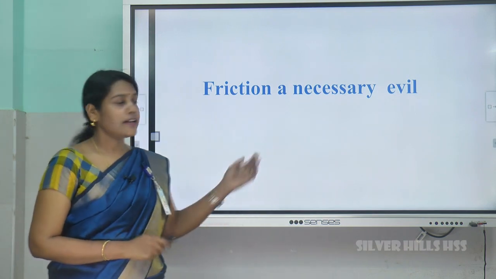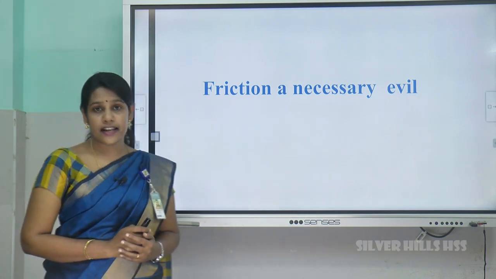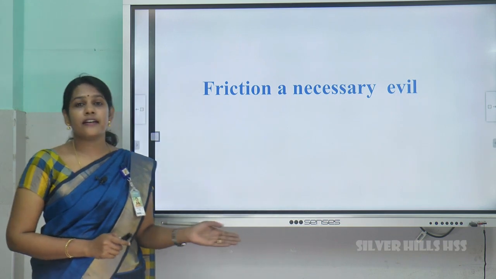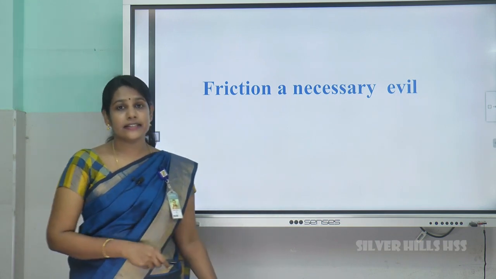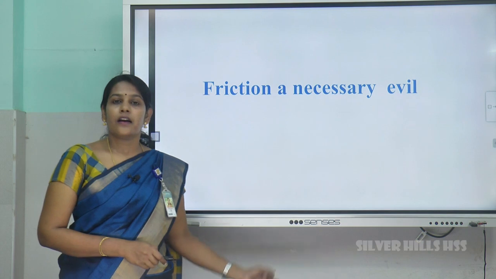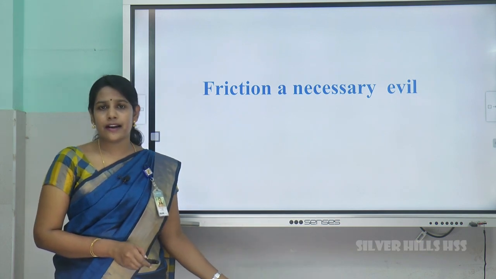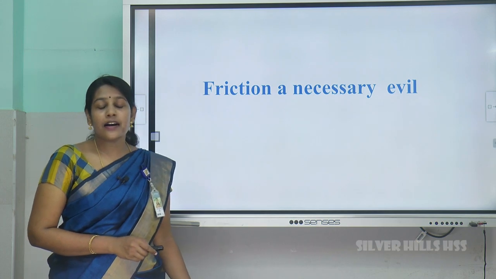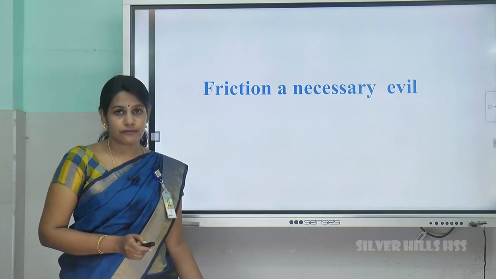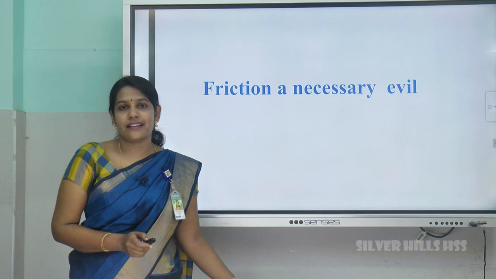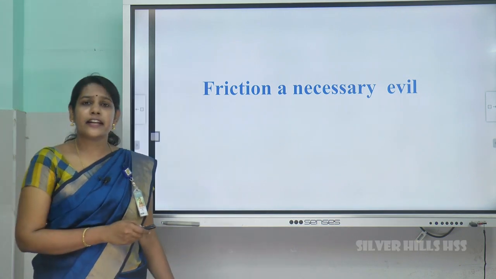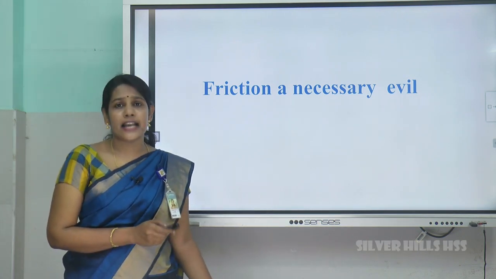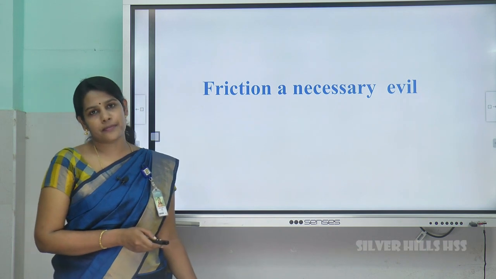Let's read the statement: friction, a necessary evil. Friction has got advantages as well as disadvantages. Whatever activities we are doing in our life, everything is possible only because of friction. We can't imagine a world without friction. Without friction, we all are like lifeless bodies. Friction creates many problems. At the same time, it solves many problems.